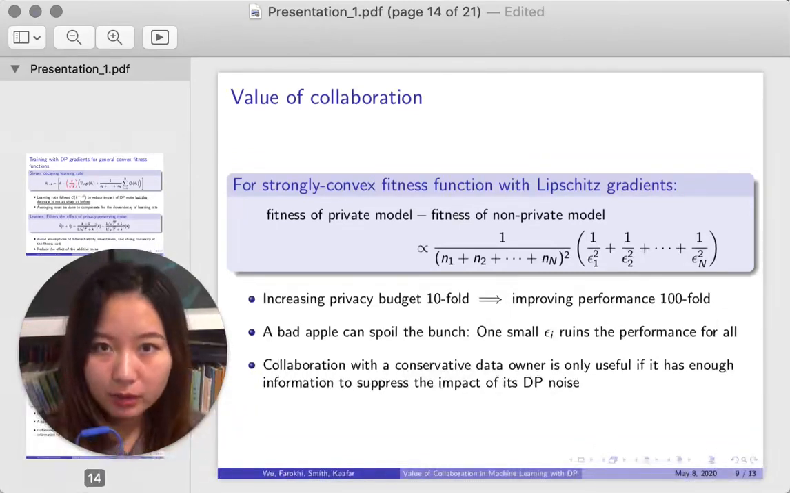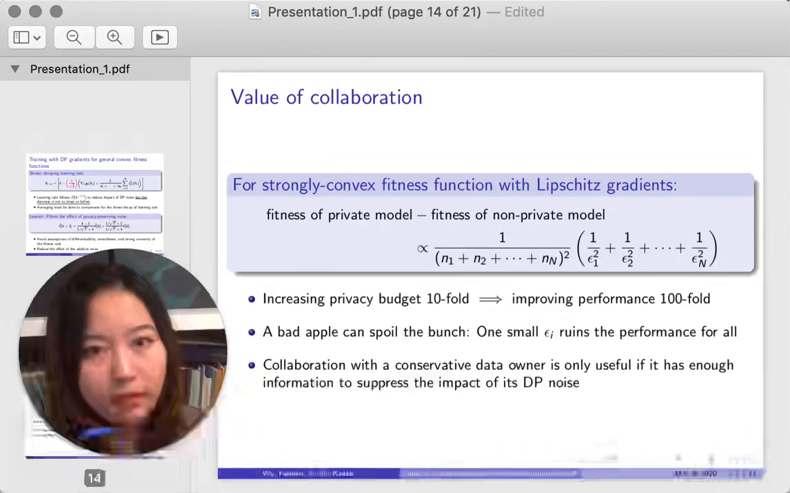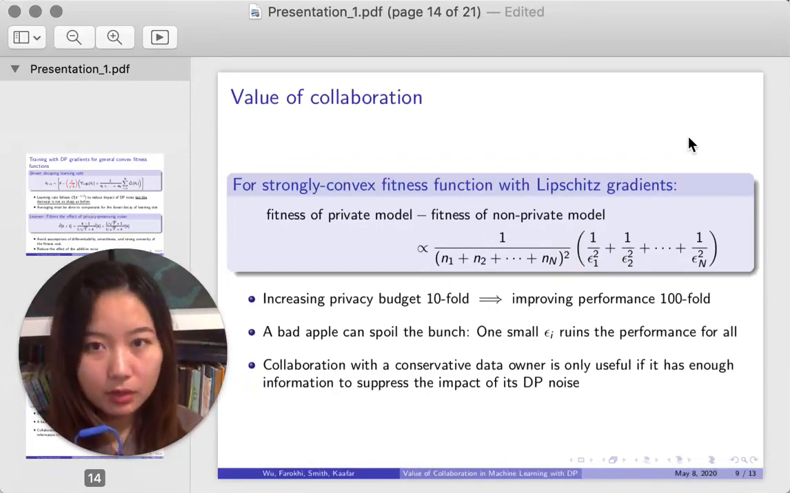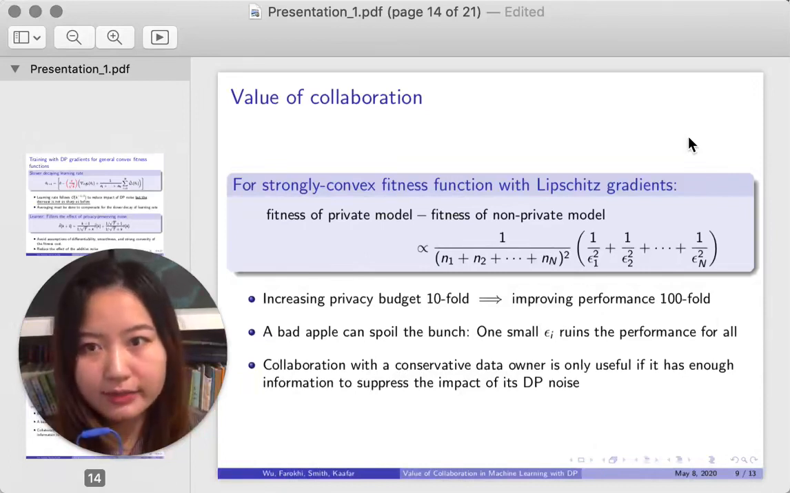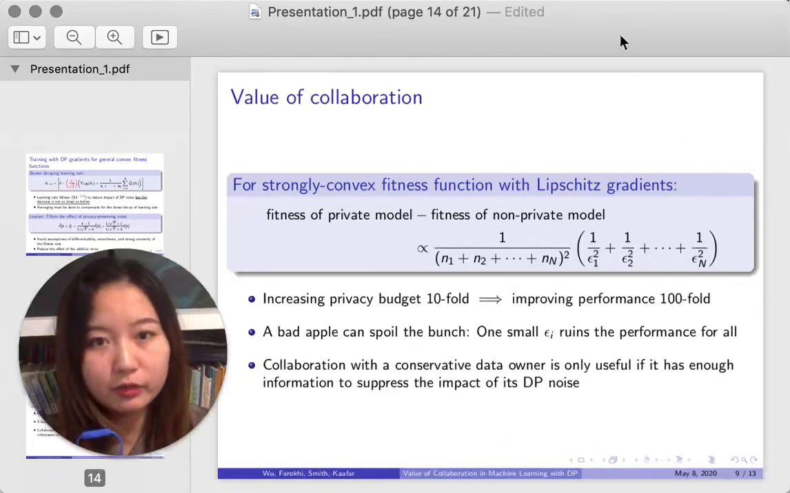For strongly convex fitness functions with a Lipschitz gradient, the relative fitness, which is the fitness of a private model compared to the fitness of a non-private model, is related to the data size and the privacy budget value epsilon. By observing this equation, if the epsilon value increases 10-fold, the learning performance improves 100-fold. Also, a bad apple can spoil the bunch. If we take an extreme example, say a value of epsilon that approaches 0, then it will ruin the fitness performance for all.